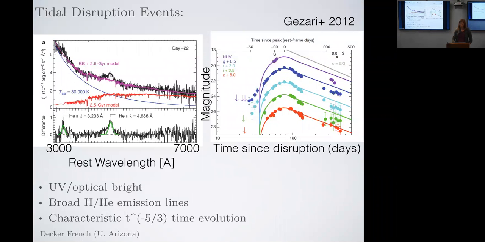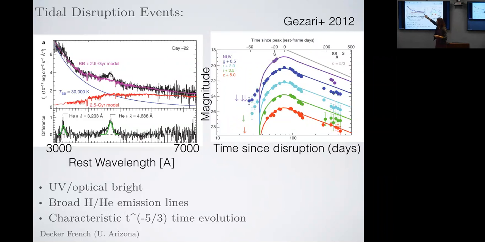So recently there's been a number of claims of detections of this kind of event. Let me just show you an example of what we're looking at when we think that we're seeing this kind of claim. So this is an example from 2012 by Gezari, PS1-10jh, which you don't have to remember the name, but this is kind of like a prototypical TDE that was bright in the UV optical.